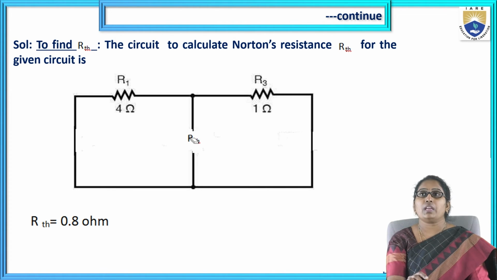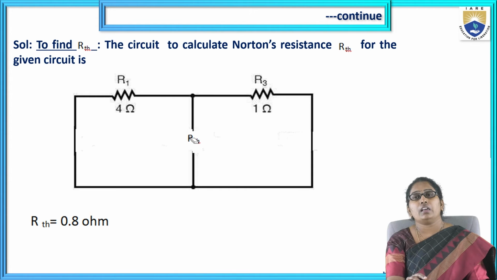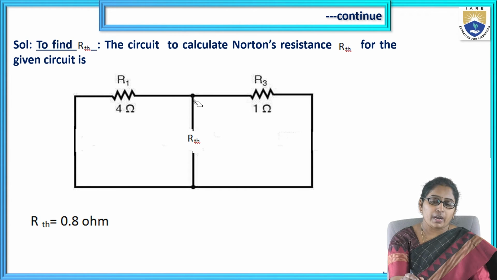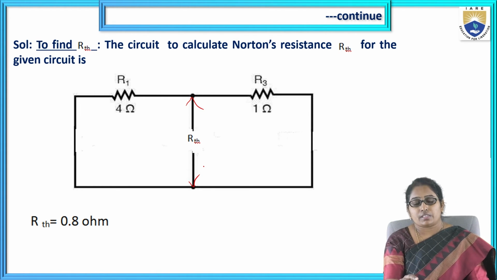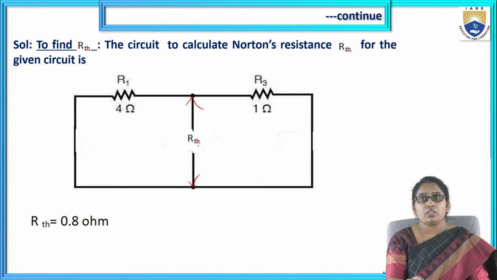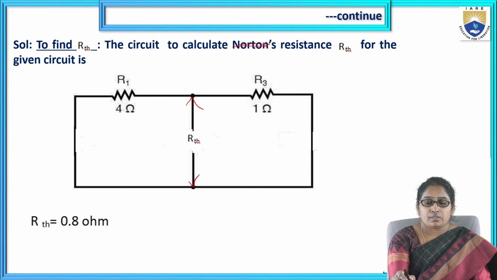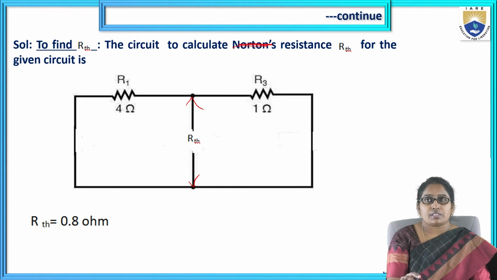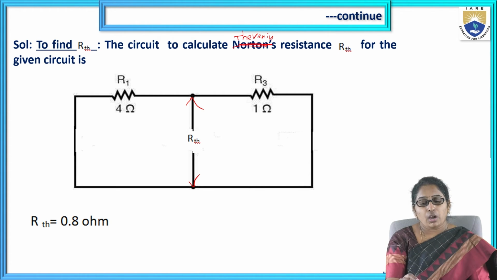The resistance where we are interested in finding the current, the 2 ohm resistor, is removed, and there we find the equivalent resistance. So that is the circuit shown. This is the Thevenin circuit to calculate Thevenin's resistance. Now, how do we find the equivalent resistance here?